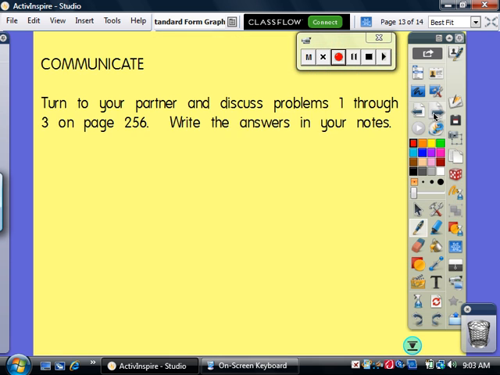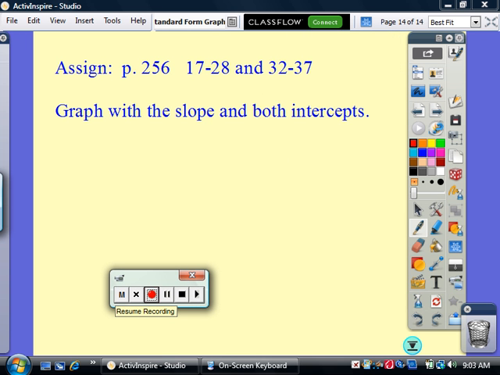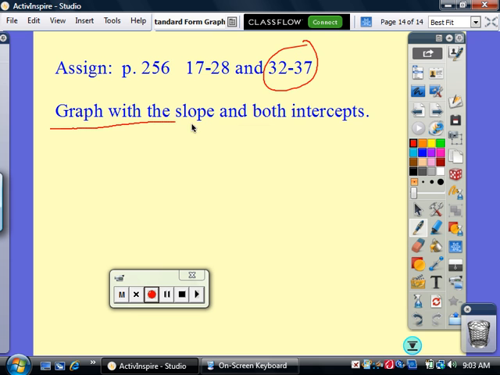Alright. We had some more there, but we're running out of time. And so here's what we're going to do. On page 256, we're going to do 17 through 28. If you'll look at those real quickly. 256, 17 to 28, all you're doing is writing the equation. So the only graphs you have are these. Do not follow the directions. Graph like we've been graphing today with the slope and both intercepts.